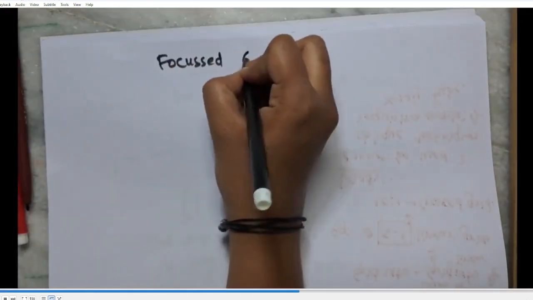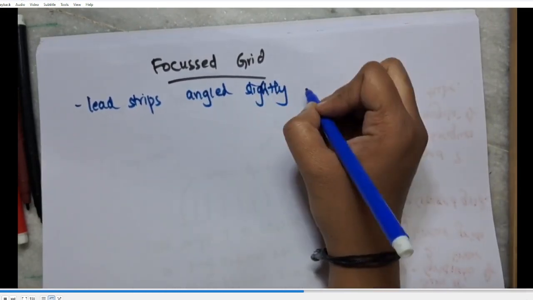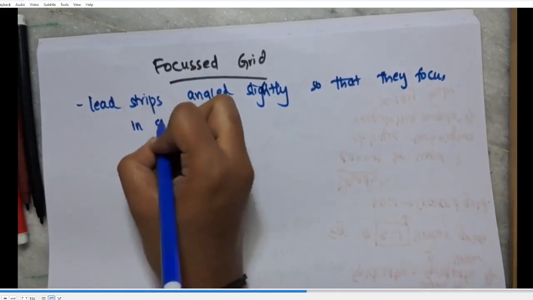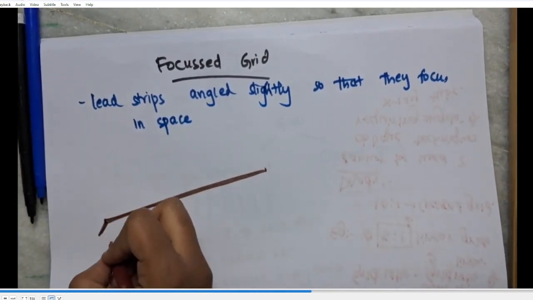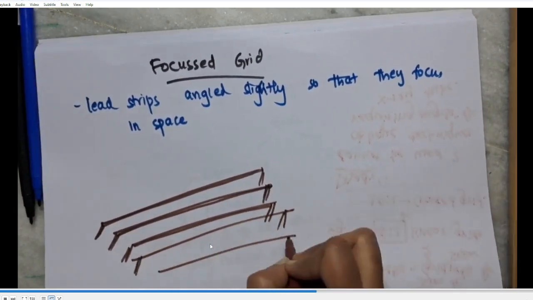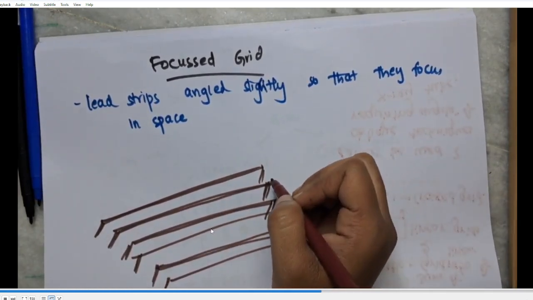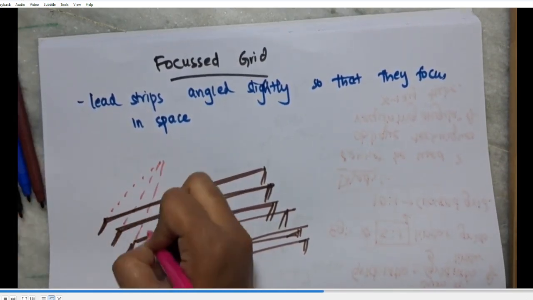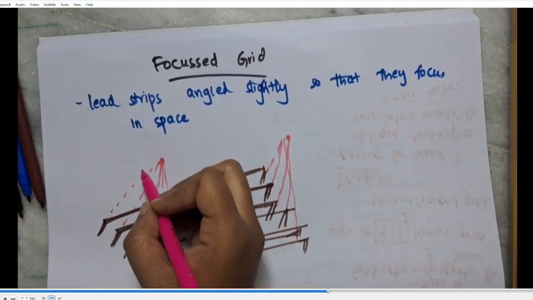There are other types of grids also, like the focused grid. A focused grid is made up of lead strips that are angled slightly so that they focus in space. A focused grid can be either a linear grid or a crossed grid. So here these focused grids are focused in space. This is not the actual diagram, but that's okay. A focused grid can be either linear or crossed.